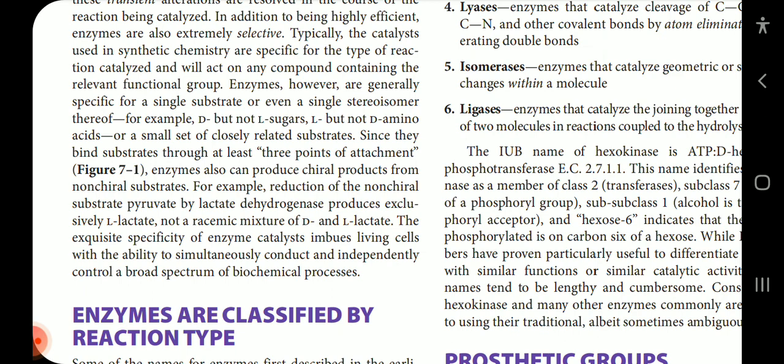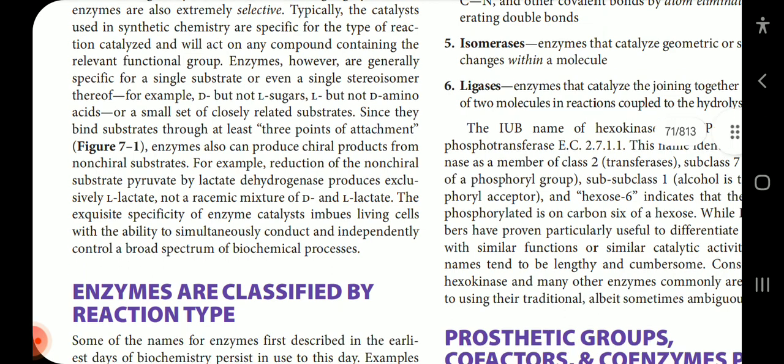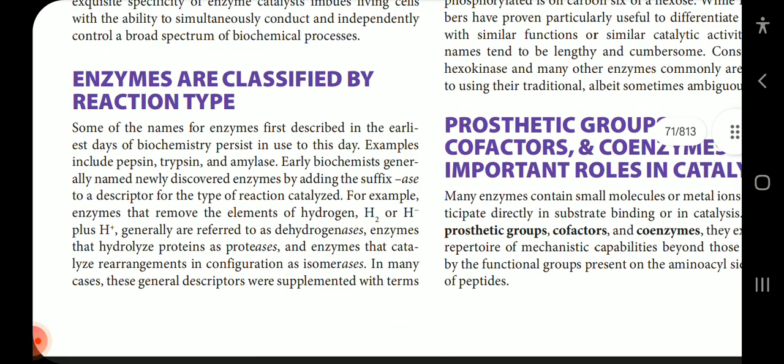The exquisite specificity of enzyme catalysts imbues living cells with the ability to simultaneously conduct and independently control a broad spectrum of biochemical processes. Enzymes are classified by reaction type. Some of the names of the enzymes first described in the earliest days of biochemistry persist in use to this day. Examples include pepsin, trypsin, and amylase.